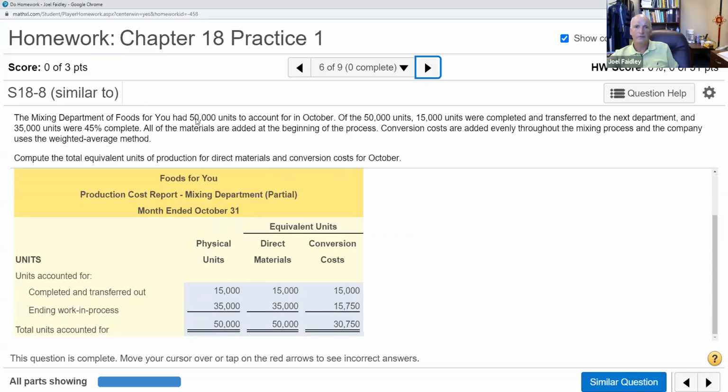Another one similar. 50,000 units to account for in October. They tell you part 1, this is part 2. Units accounted for. The top part of that is units to account for. This is part 2, units accounted for. 50,000. So if I started with 15,000 and accounted for 50, I must have 35,000 ending inventory. All right. What's 45% complete? Materials added at the beginning. That's important. That's why that's 35,000 right here. And so then 45% of 35,000 is 15,750.